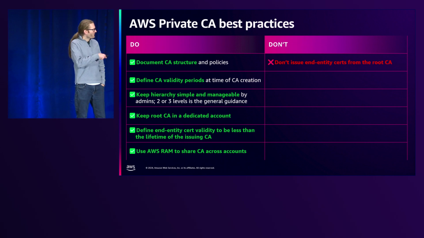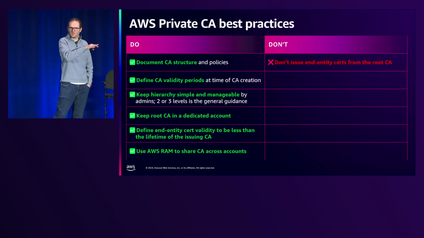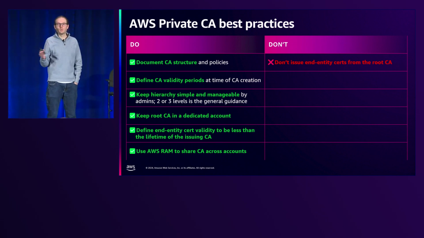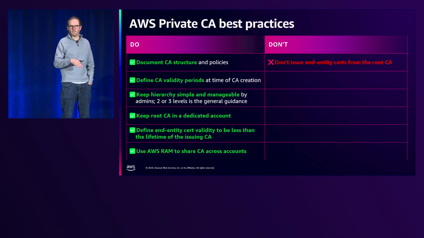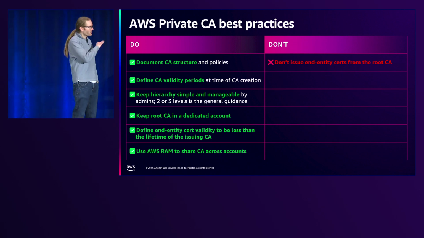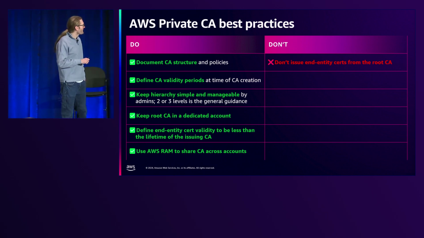This one's really taken care of for you by private CA, but you shouldn't ever issue a cert that lives longer than the CA that issued it, because it's going to cause problems with the trust chain. Private CA, for example, won't let you do that. If you say, issue me a 13-month cert from a CA that's only going to live another 6 months, it just returns access denied. It won't let you do that. But it's good to keep in mind in general for PKI.